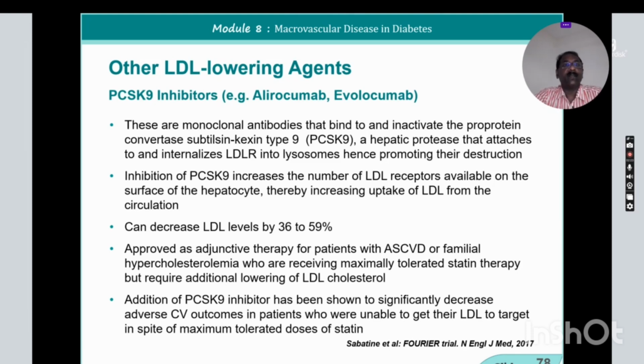Other LDL lowering drugs like PCSK9 inhibitors, alirocumab and evolocumab, are the drugs available around. They are very costly, costing about 1 lakh, 1.5 lakh rupees. So they use it in the ICUs, in the cath labs. When the cardiologists see that the vessel is very much calcified and a lot of thrombus is there in the vessel, they advise this alirocumab and evolocumab. So they are the PCSK9 inhibitors. They can decrease the LDL levels by 36 to 59%.